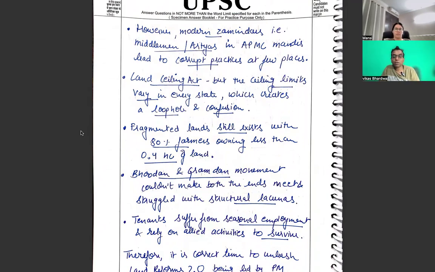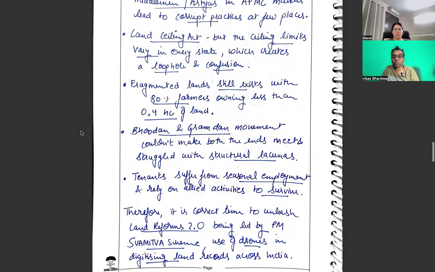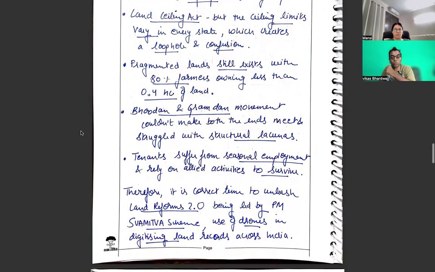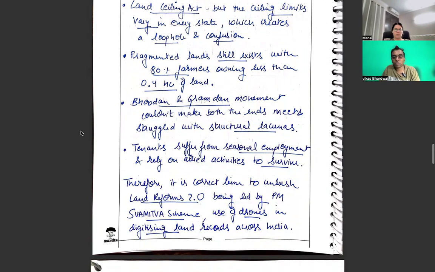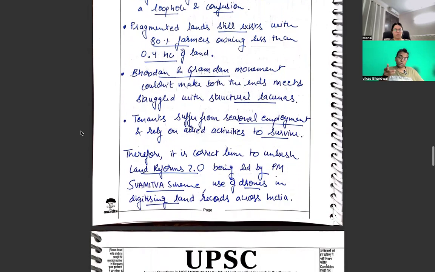Land Ceiling Act, but the ceiling limits vary in every state, which creates fragmented land that still exists, with 80% farmers owning less than 0.4 hectare land. Bhoodan and Gramdan movement, you have written it, so that's fine. Couldn't make both ends meet. Struggle with structural economies. Tenants suffer from seasonal employment and rely on allied activities to survive. Therefore, it is correct to unleash Land Reform 2.0, being led by PM SVAMITVA scheme, use of drones in digitizing land records across India. I think very good conclusion, very positive conclusion. And points are also very simple and they are just reflecting upon what was there. I think fair enough.